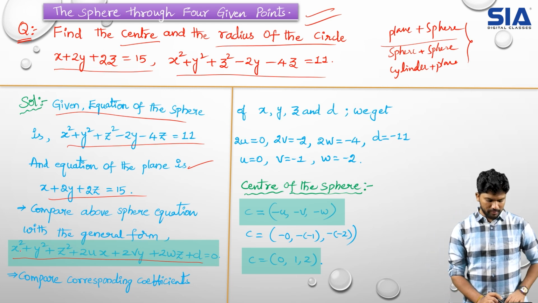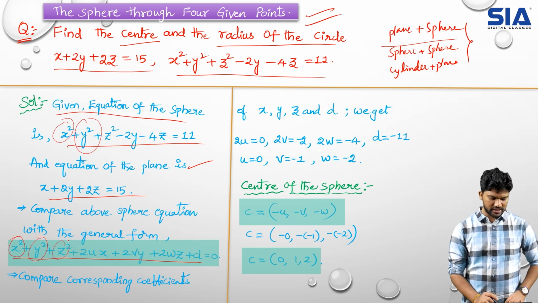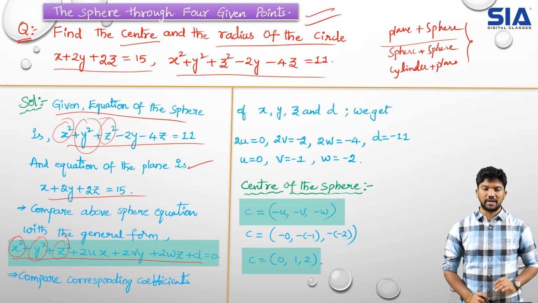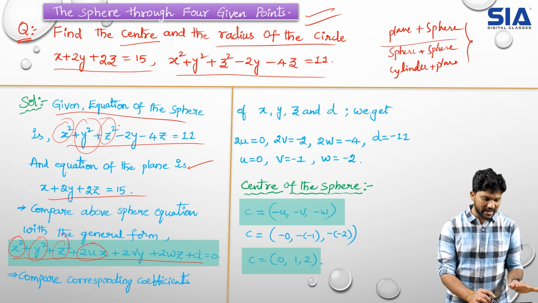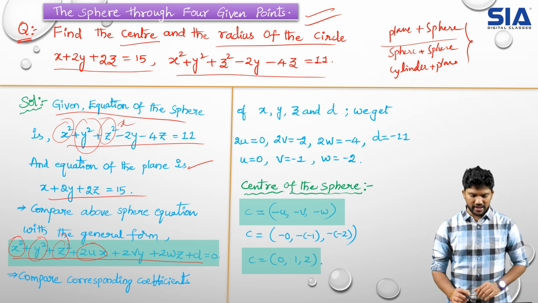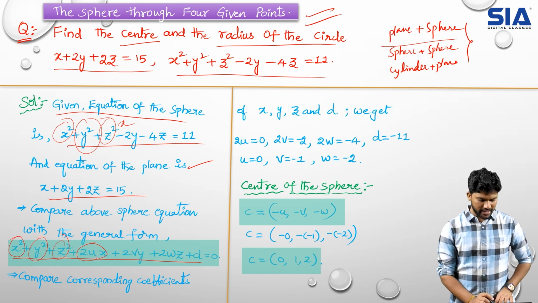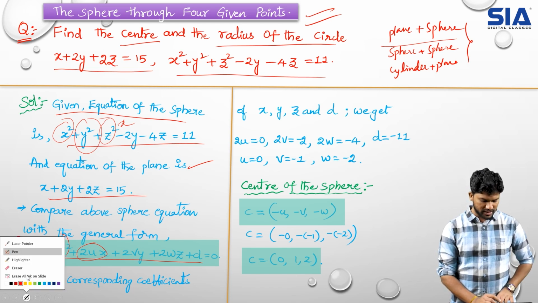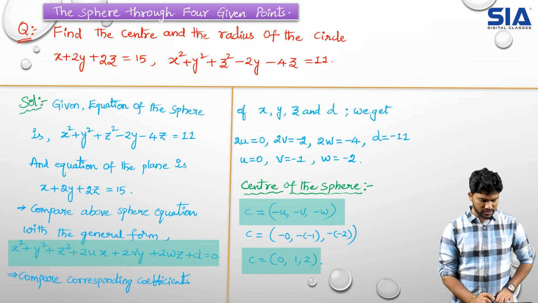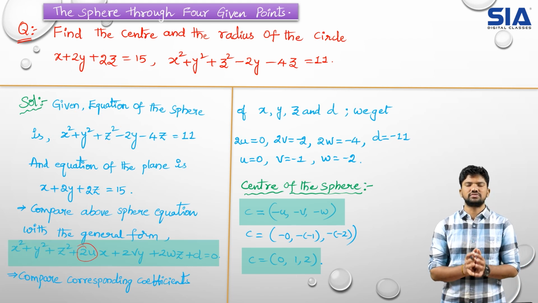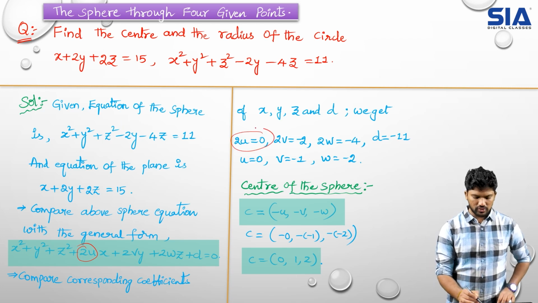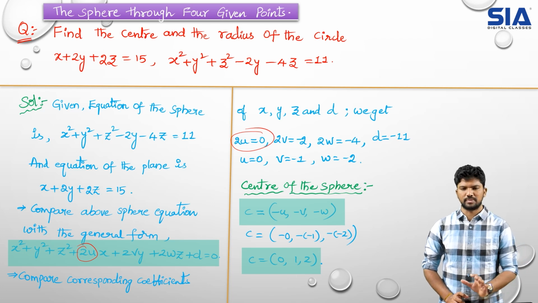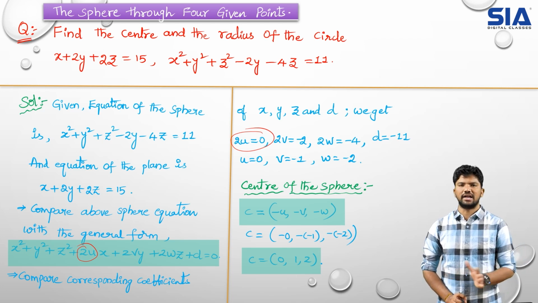If you compare, in the x square place we have x square only, in the y square place y square, and in the z square place z square. But in place of 2ux there is no x term. The x coefficient in the general form is 2u, so since there is no x term in the given equation, we can write 2u is equal to 0. Compare the corresponding coefficients of x, y, z and the constant d.